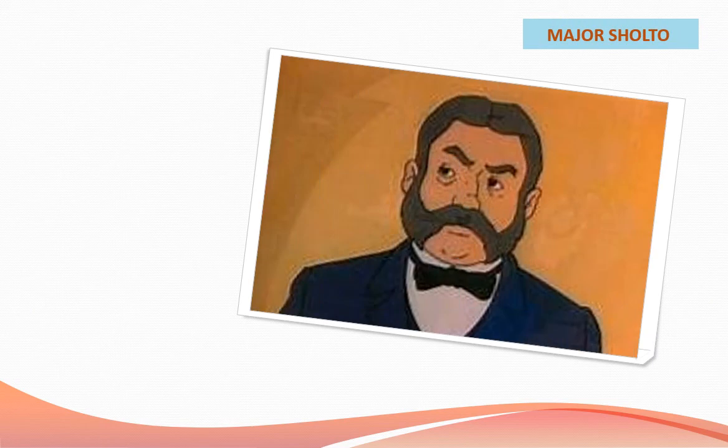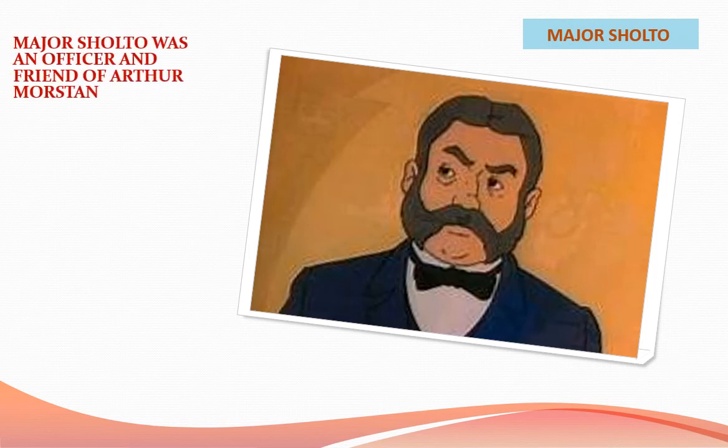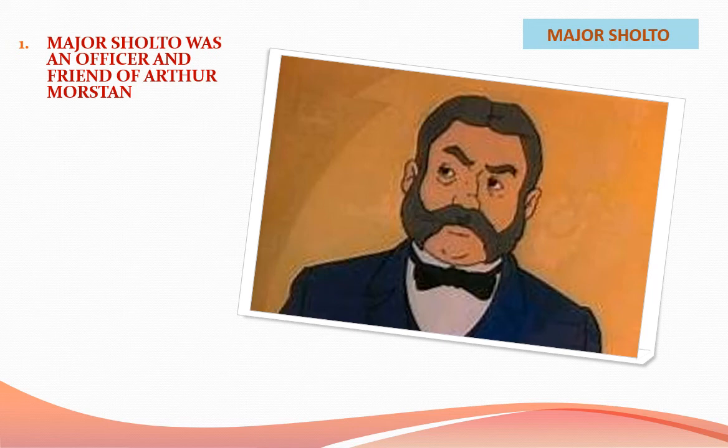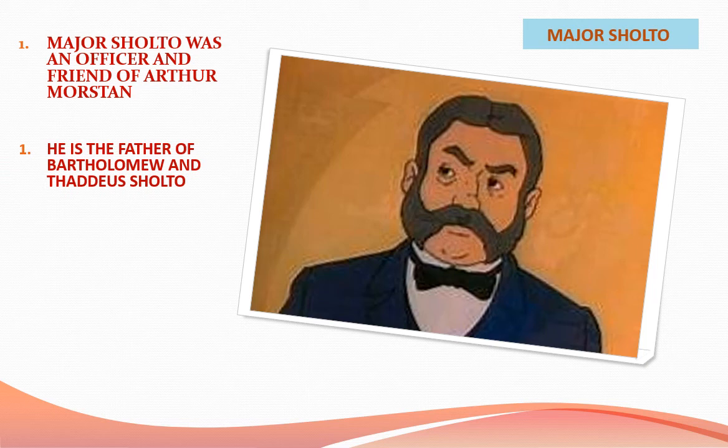Next character is Major Sholto. He is the father of Bartholomew and Thaddeus Sholto, an officer and friend of Arthur Marston. He was the one who was originally approached about the location of the treasure, as Jonathan Small believed that his greed would make him an easy target.